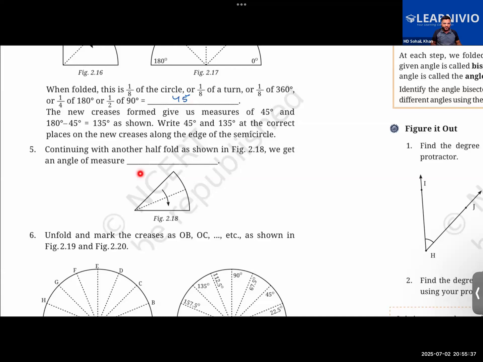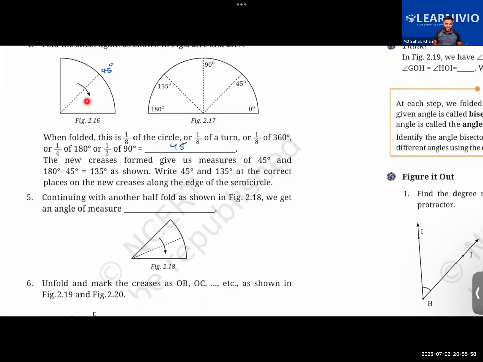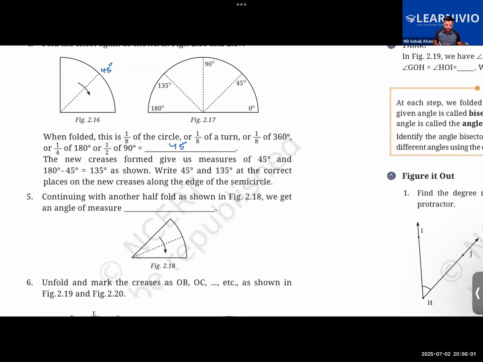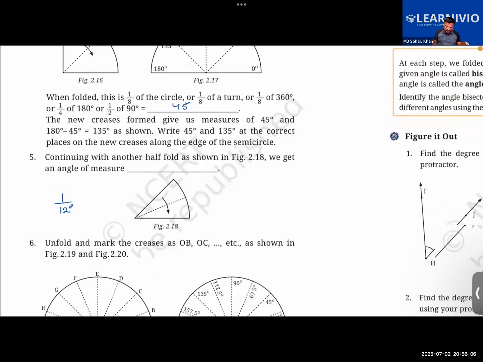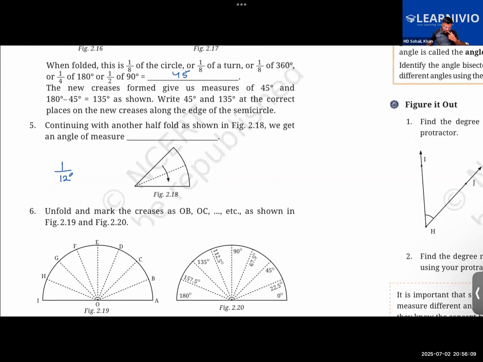Continuing with another half fold as shown in this figure 2.18, we get an angle of measure how much? That is the question being asked here. Look here. This was 1/8 of the fold now. Next will be... No, you're not getting it. You guys are not getting it.